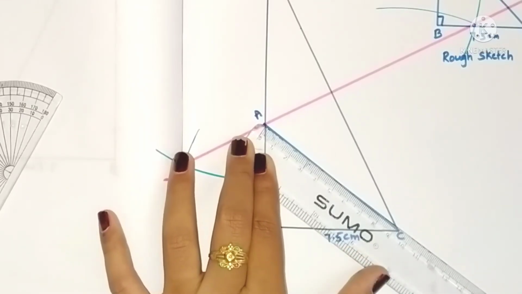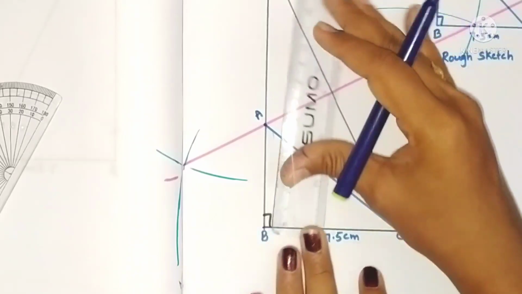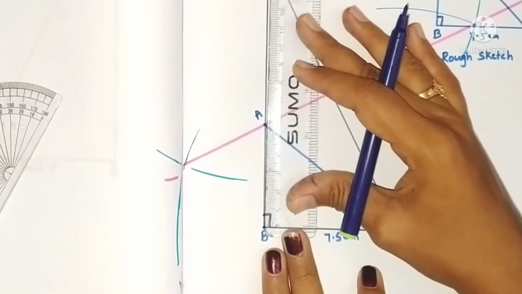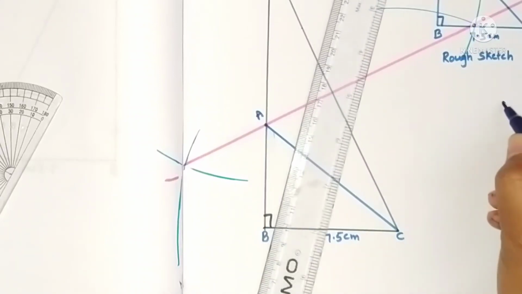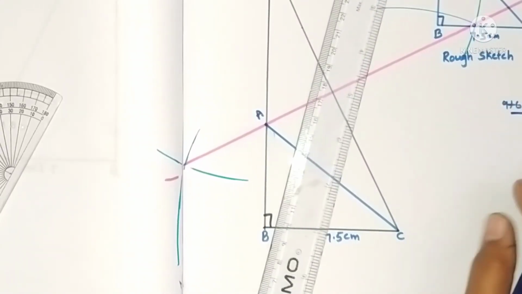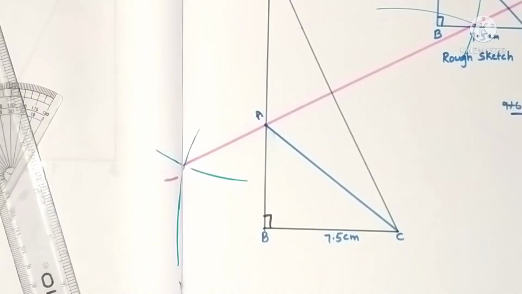So if you measure, AC is 9 centimeters and AB is 6. So 9 plus 6, 15. So sum of two sides is 15 centimeters, hypotenuse and the other side. So our construction is correct.